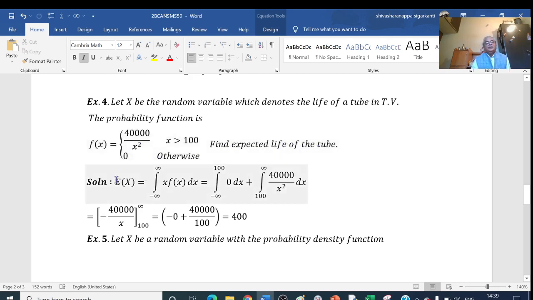Okay. So E of x is given by the formula, minus infinity to plus infinity, x into f of x into dx. I will split this interval. See here, the function is defined only for x greater than 100. Otherwise its value is equal to 0. So f of x is equal to this only when x is greater than 100. In all other cases its value is equal to 0. Therefore I will split this interval as minus infinity to 100 and 100 to infinity, x into f of x dx.